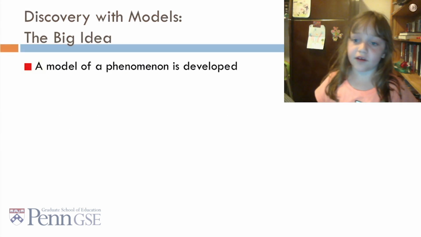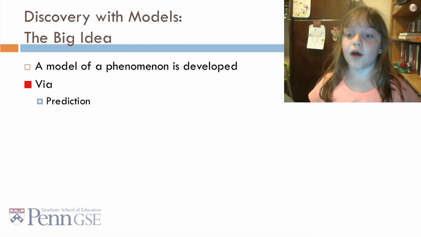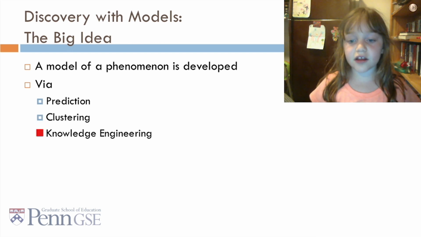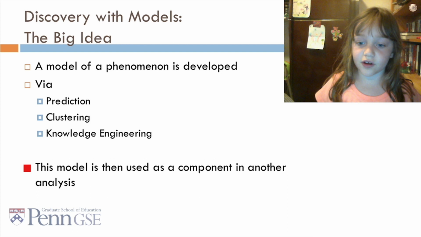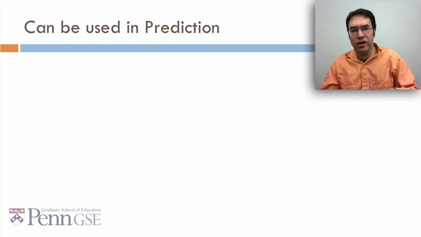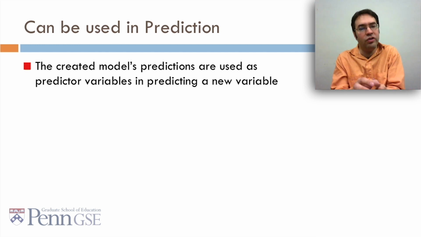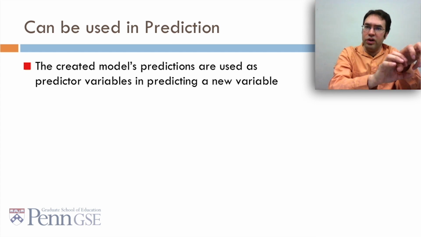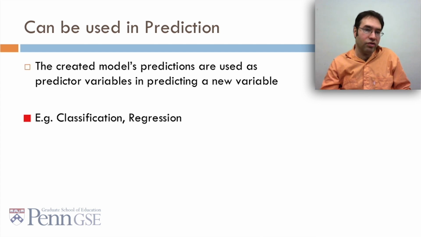The big idea of discovery with models is you develop a model of some phenomenon using prediction, clustering, or knowledge engineering. Then you use that model as a component in another analysis. So we can conduct discovery of models in the case of prediction, where the created model's predictions are used as predictor variables in predicting a new variable. So the predicted variable becomes, in a new analysis, the predictor variable. And that could be classification or regression you could use.